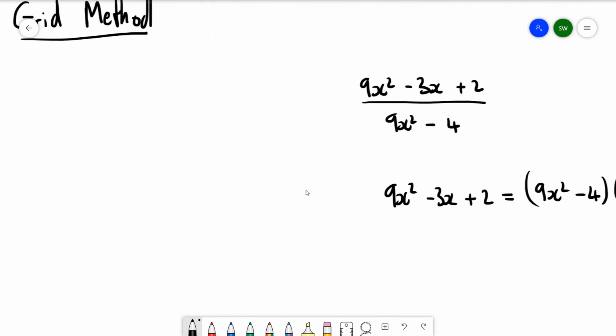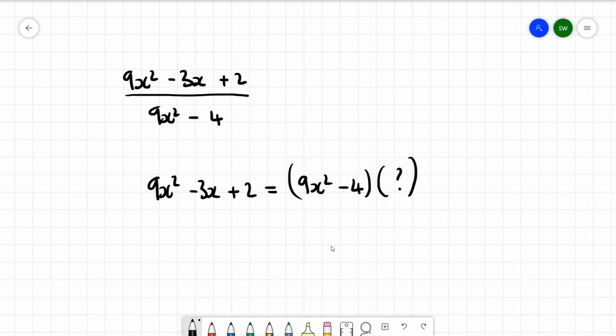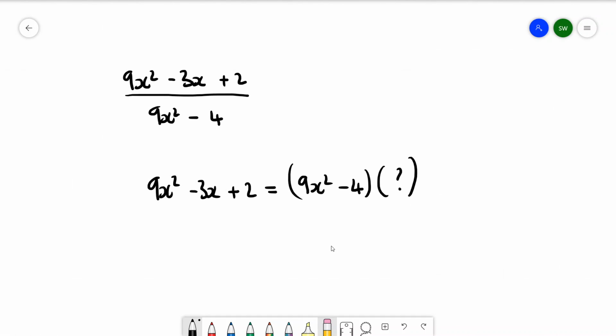But if you wanted to lay it out on a grid and you didn't spot that, I guess you could put 9x squared and minus 4 along the side. And then we're asking ourselves, what do I need to put along the top here so that when I times them together, we get 9x squared minus 3x plus 2? Well, we need 9x squared, so we need to put a 1 there. So we're going to do 1 times 9x squared, which is 9x squared, 1 times minus 4, which is minus 4. So that means that we can put 1 here.